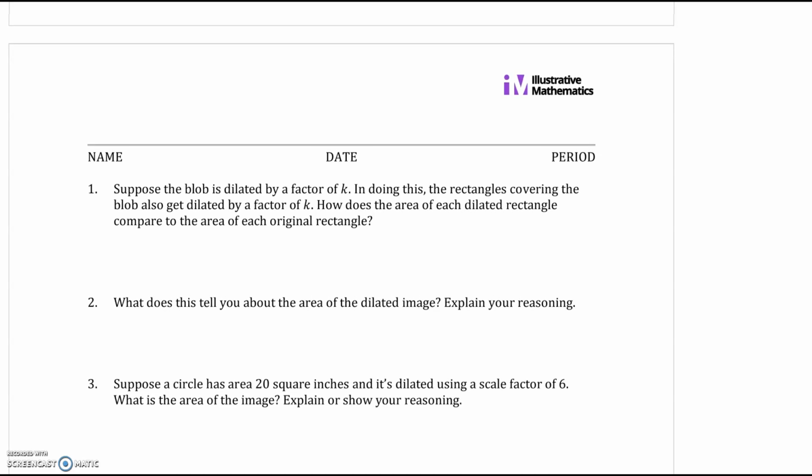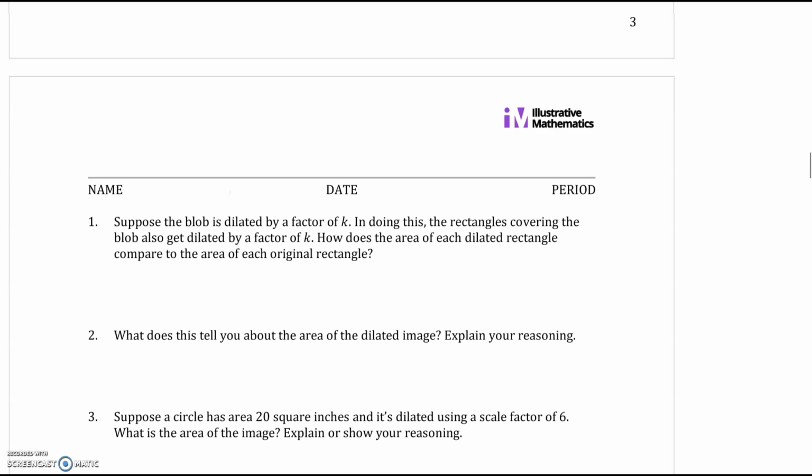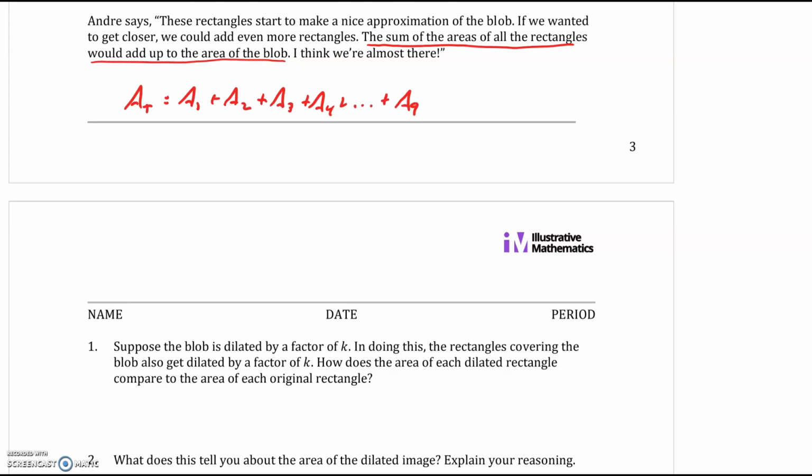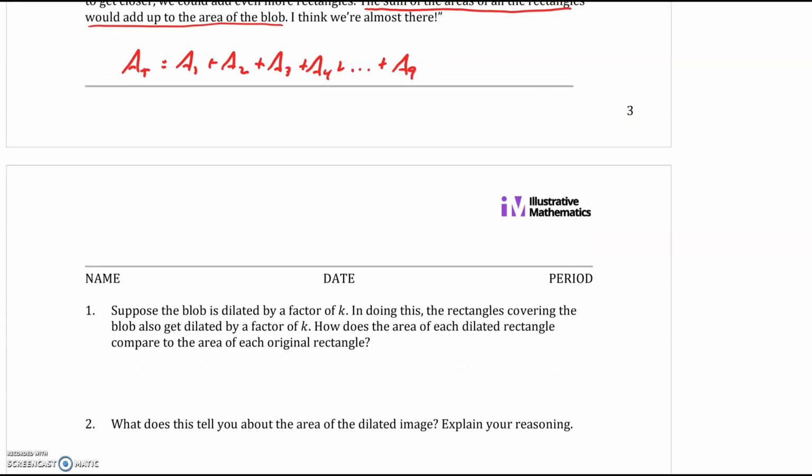And we want to know, suppose the blob is dilated by a factor of k. In doing this, the rectangles covering the blob also get dilated by a factor of k. How does the area of each dilated rectangle compare to the area of each original rectangle? So what we have here is our original rectangles, and then our dilated rectangles.